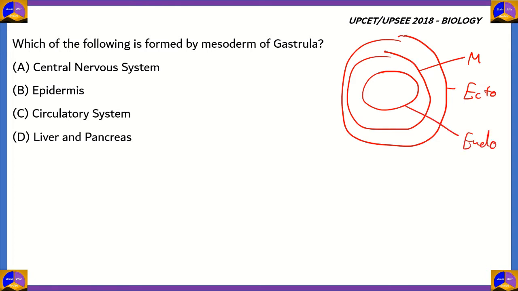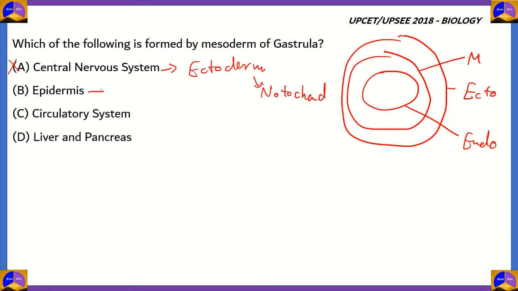So we have 4 options for our question. Which of the following is formed by the mesoderm of gastrula? Option A is central nervous system. Nervous system and neural tissue in general are formed from the ectoderm, particularly from the notochord of the embryo, because the notochord is the predecessor to the central nervous system in vertebrates. So therefore, option A is incorrect.